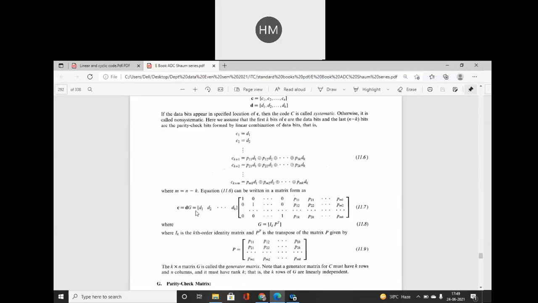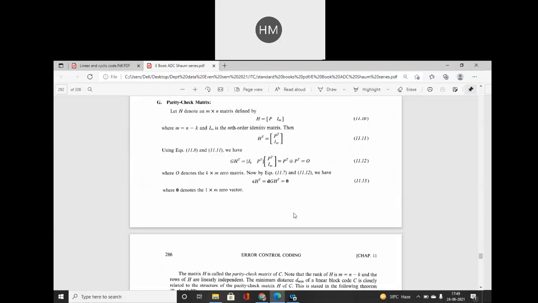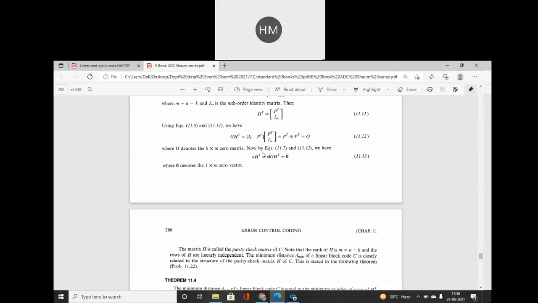See students, we have discussed C is equal to DG. D is your data matrix, which is a row. G is a generator matrix. Then we have discussed the P matrix, that is the parity check matrix. Is the screen visible to all? We have discussed this new parameter H, which is related to your receiver performance, the parity check matrix. Then we have discussed the syndrome calculator, S is equal to RH transpose. How to find H transpose we have seen: rows and columns will be interchanged. Okay, that is your H transpose matrix.